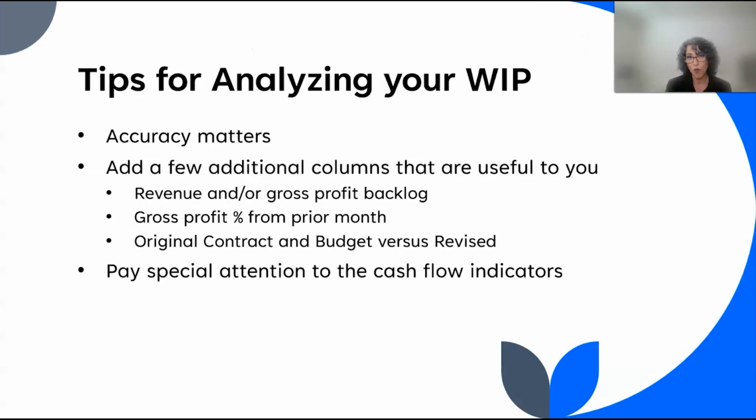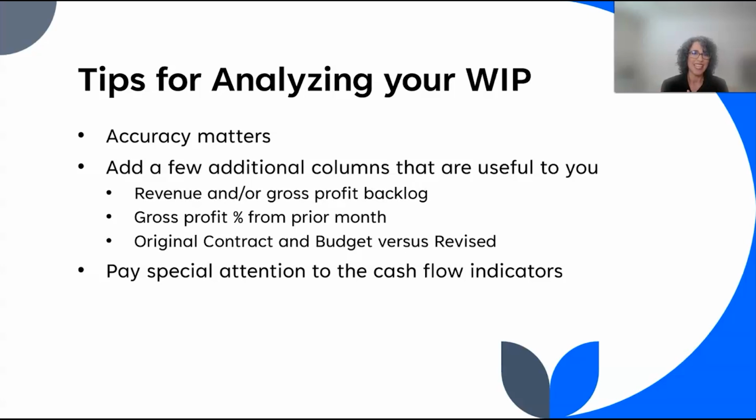So I want to give you a couple more tips for analyzing your WIP. That last screen was really going to help you, and I just want to add a few more things. Accuracy matters. So if you've got estimates that are junky, if your percent complete is over 100%, we can't really do that. A job can't be more than 100% complete. It's going to be tough to analyze. So you want to make sure that you're first and foremost making sure that your WIP is accurate.